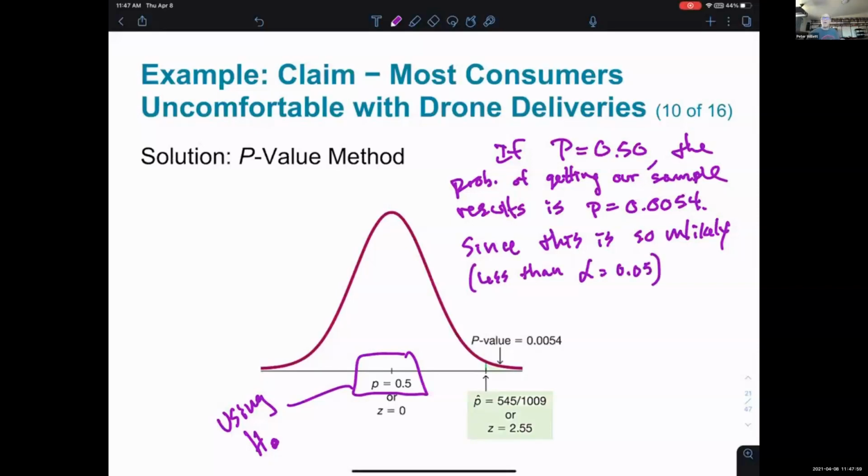In this case, it's way less than alpha. It's like 10 times less than alpha. Since this is so unlikely, we believe p is greater than 50%, not p equal to 50%.